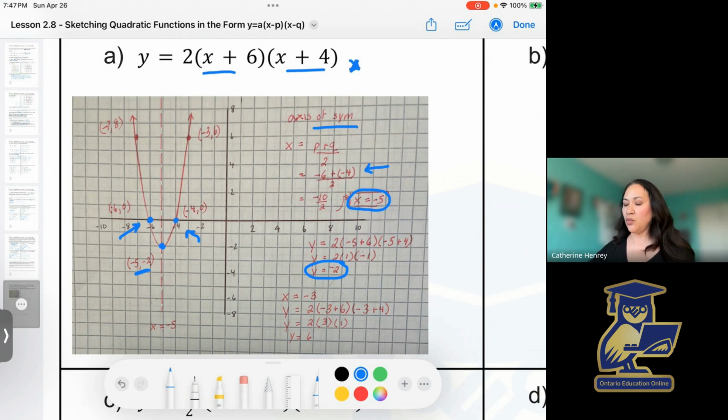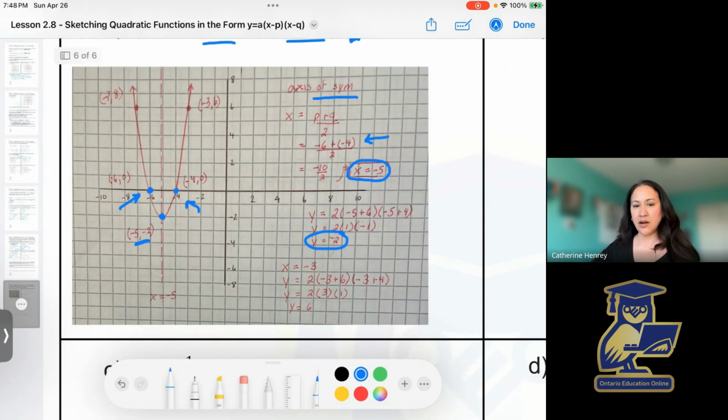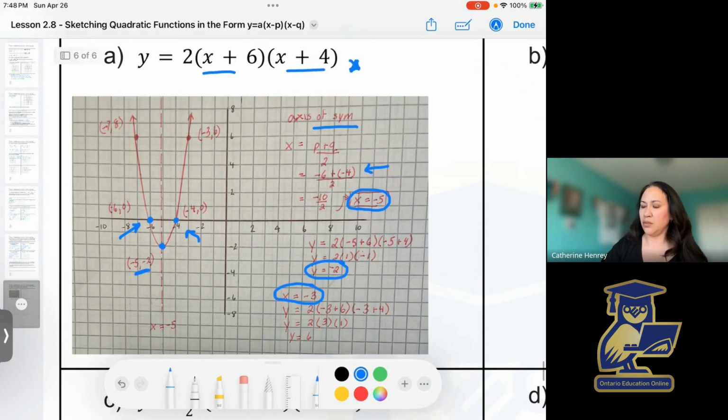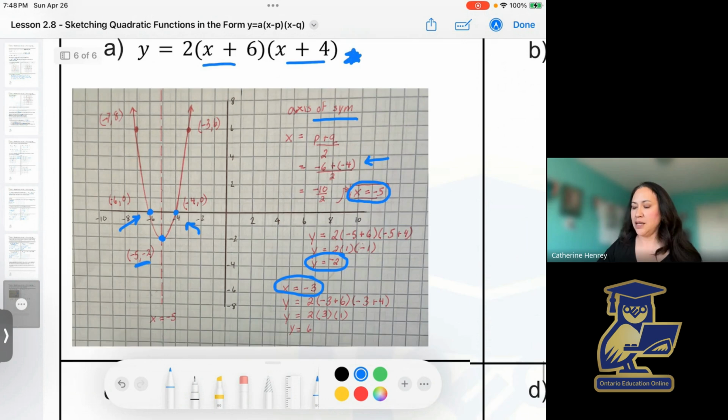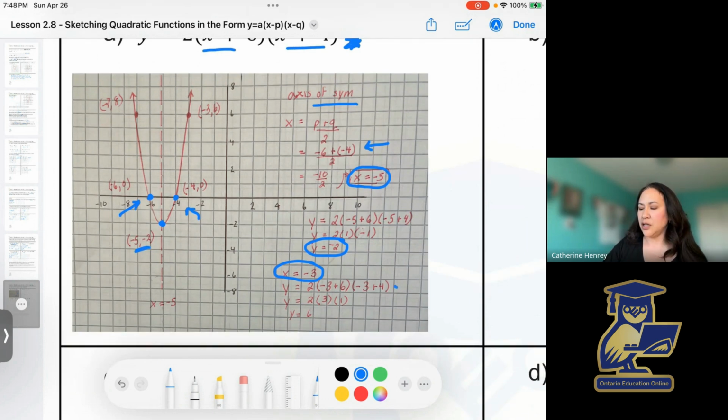I really only need one other point in order to sketch my quadratic. And in my situation here, I just decided to use x equals -3. Again, you can choose a different point, but I just wanted to use something that seemed simple to me. So I go ahead and I plug that in. Remember the original function at the top. And so I plug -3 into the function here. And when I simplify, I get y equals 6. So I plot that point, -3, 6 there.